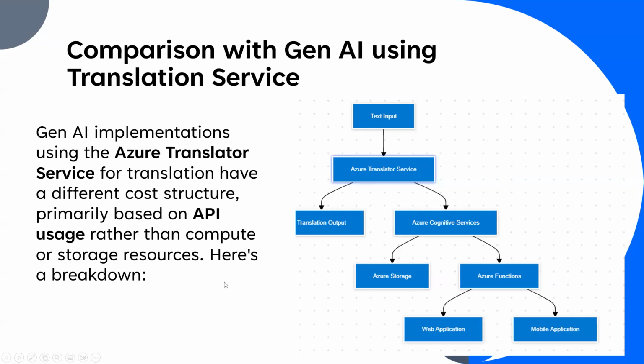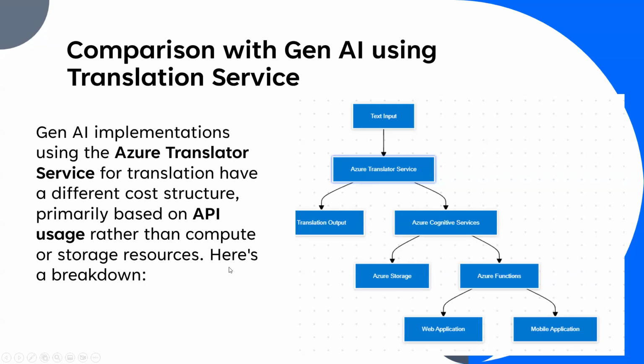Comparison with Gen AI using translation service. So we are going to take an example of the translation service here, Azure Gen AI translation service. Gen AI implementations using the Azure translation service for translation have a different cost structure, primarily based on API usage rather than compute or storage resources. So here's the breakdown, and the next slide is going to show the breakdown.